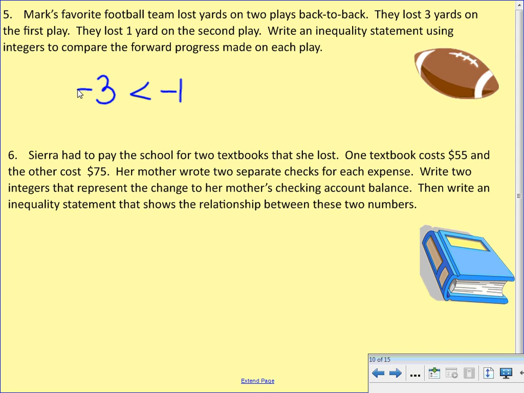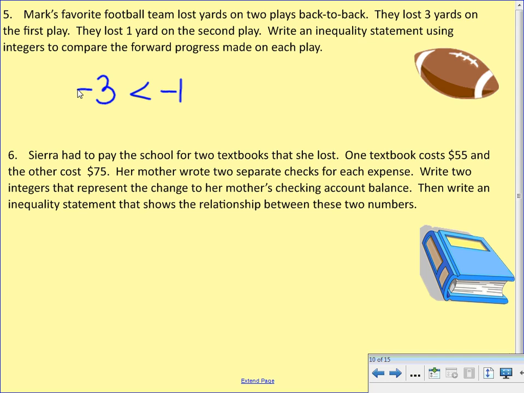Number 6. Sierra had to pay the school for 2 textbooks that she lost. One textbook cost $55 and the other cost $75. Her mother wrote 2 separate checks for each expense. Write 2 integers that represent the change to her mother's checking account balance. Then write an inequality statement that shows the relationship between these 2 numbers.